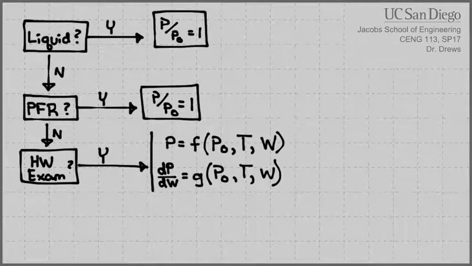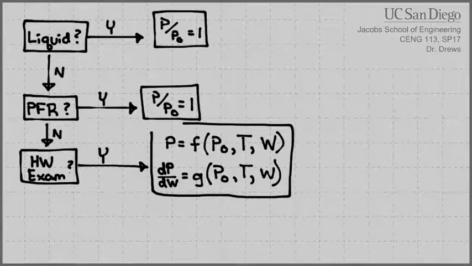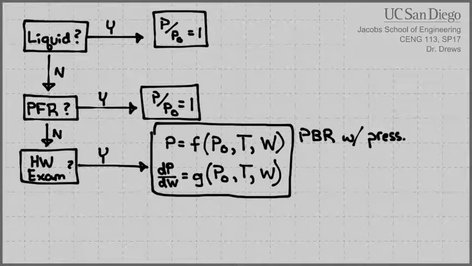So these are one of the 2 forms that we would generally classify as a packed bed reactor with pressure effects. That's the general terminology. If we say pressure effects or pressure drop or something like that, we're talking about functions like this that describe how the pressure inside the reactor changes as you go down the length of the reactor.